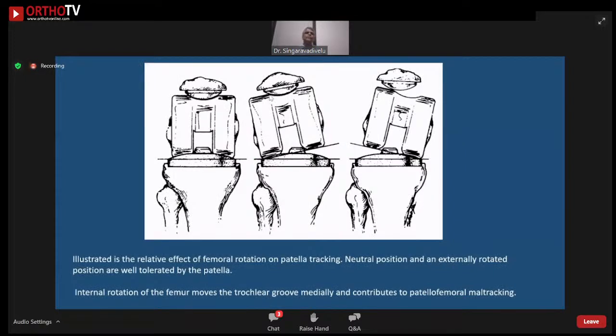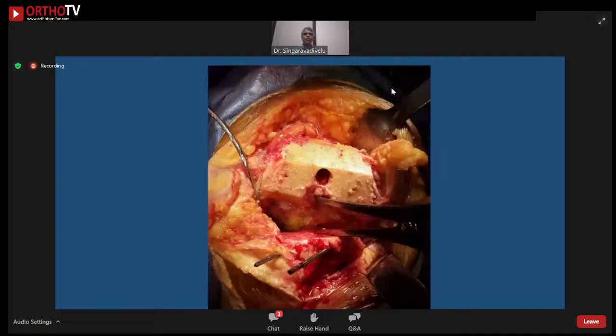If it is neutral or externally rotated, the patella tracks well. But if it is internally rotated, that is the worst thing for the patellofemoral tracking. So that subluxes and that is very bad for the patient, and patient satisfaction will not be there. If the rotation of the femoral component is not right, then there will be lateral opening. This has been taken a little internally rotated. So you can see the lateral opening more, the medial opening is not that much. This has to be compensated by releasing the MCL or other structures, balancing the ligament. So this totally alters the kinematics of the knee joint. This has to be avoided.